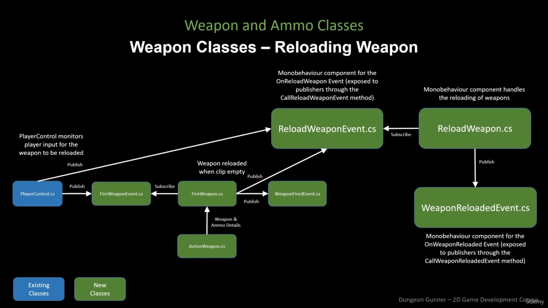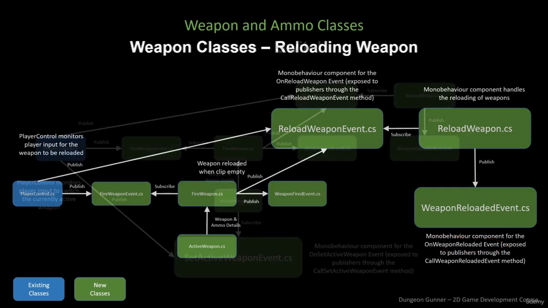So once we've generated an on reload weapon event, this will be picked up by the reload weapon class. So this class is a mono behavior component which will subscribe to the reload weapon event, and it will handle the reloading of weapons. And then we've got another event called on weapon reloaded, that is going to be implemented in the weapon reloaded event class. And when the reload weapon component has reloaded the weapon, it will publish the on-weapon reloaded event.